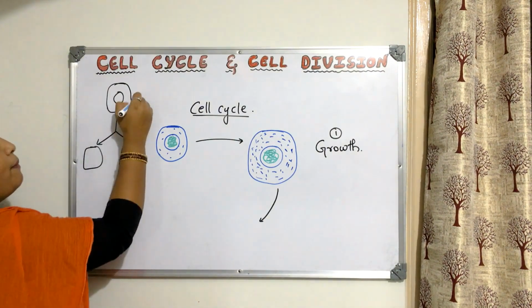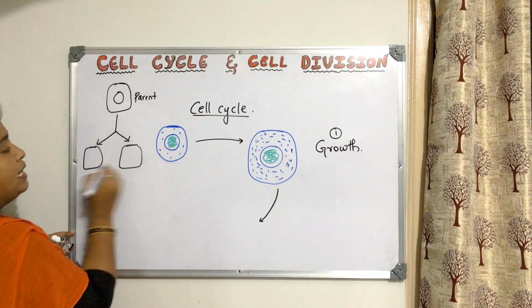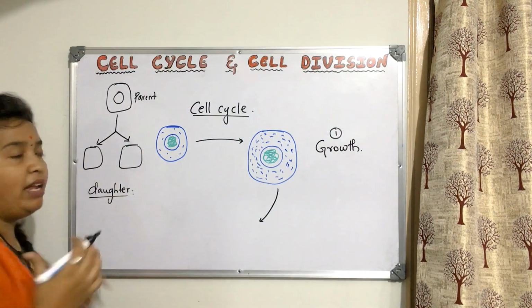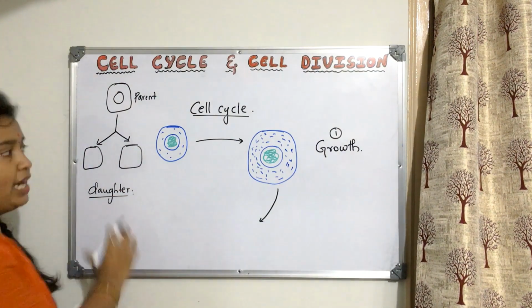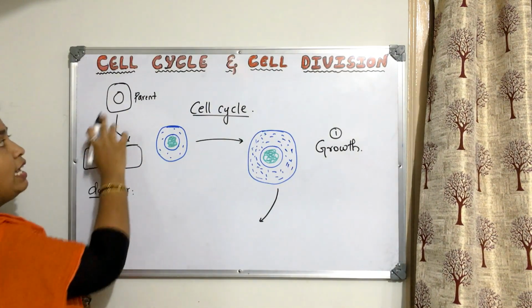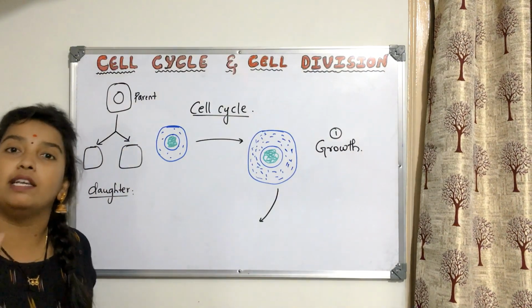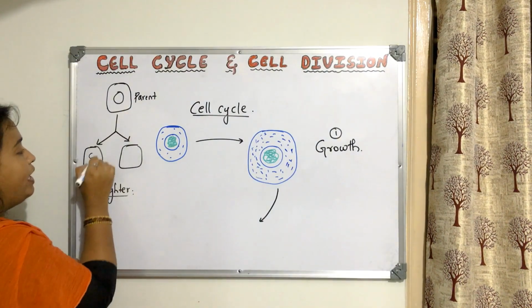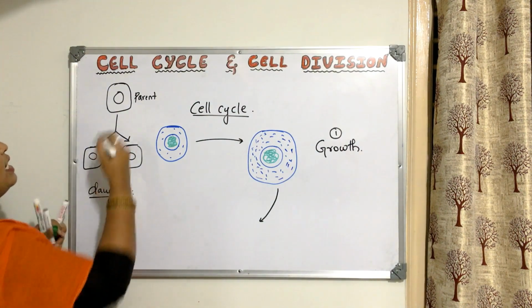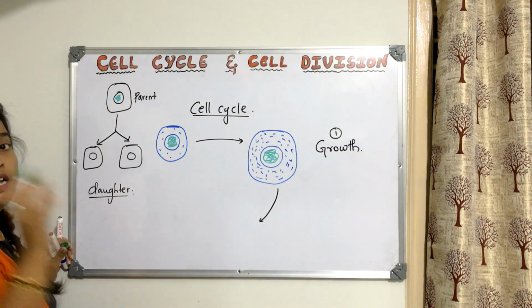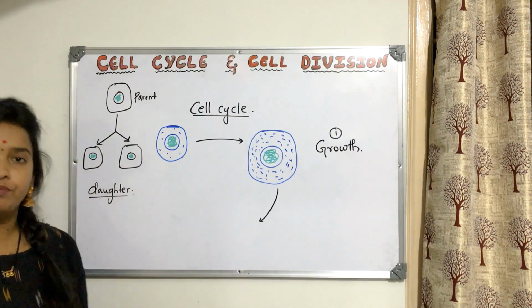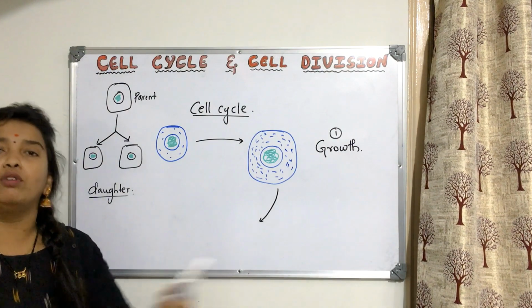This cell is called the parent cell, and these are called daughter cells. How many daughter cells are here? Two daughter cells. In brief, I am telling you what cell division is, so that you can understand the cycle here. When this cell needs to divide and form two different cells, the nucleus also should divide into two nuclei. Whatever is present inside the nucleus, if DNA is present inside the nucleus of the parent cell, the same amount of DNA should be provided to this cell and this cell as well.